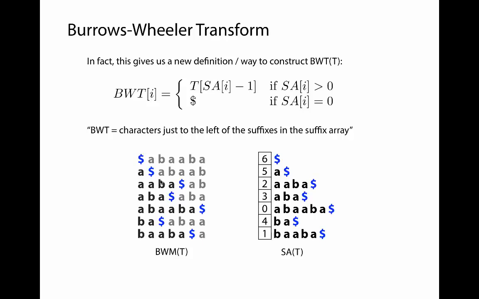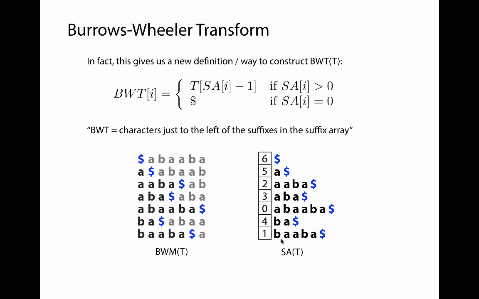And in fact, this suggests another way that we can find the Burrows-Wheeler transform of a string t. We can do it via the suffix array. Before, when we implemented that Python code, we explicitly constructed all of the rotations of t, then sorted them, and then took the final column. What we can do instead is build the suffix array of t. The suffix array tells us the lexicographical order of all the suffixes.